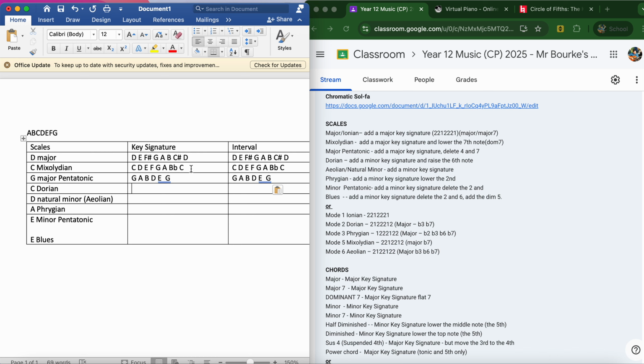C Dorian. I'm just going to steal this one just to make it easier and then get rid of the flat because we are starting fresh. C to C. Adding a minor key signature.